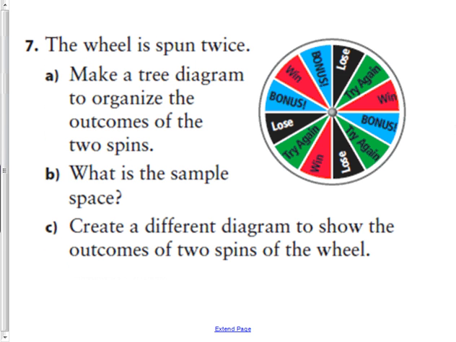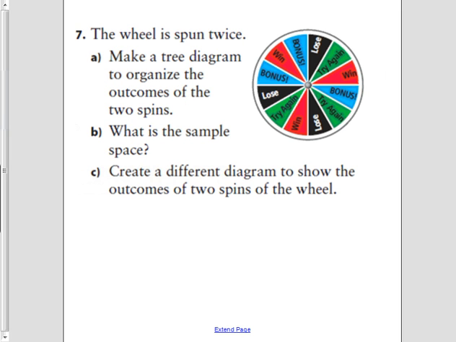Question 7 said the wheel is spun twice. Make a tree diagram to organize all of the outcomes of 2 spins. So let's take a tree diagram. Oh heavens, this is awful. I'm going to change this. I should have told you to change this to a table. We'll do a table instead.